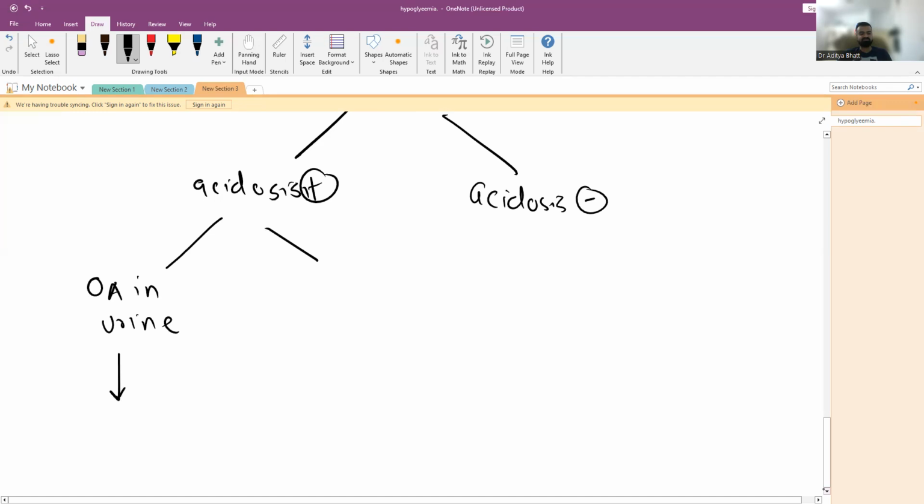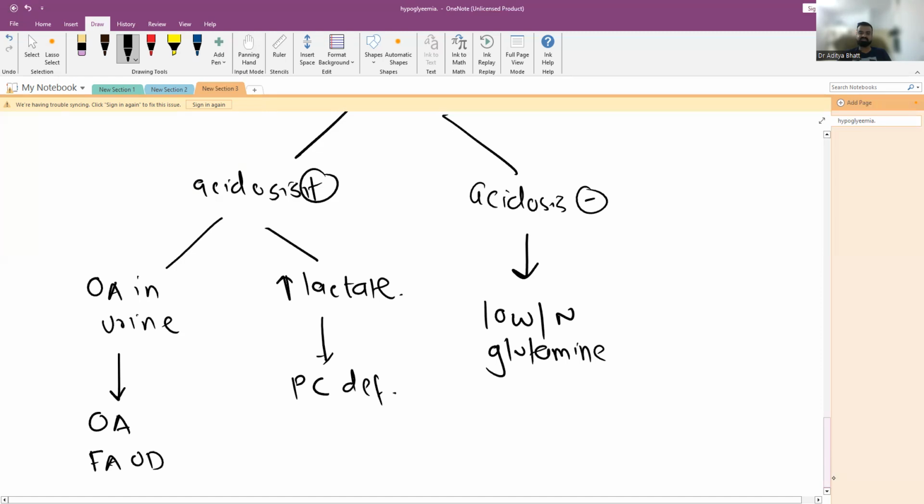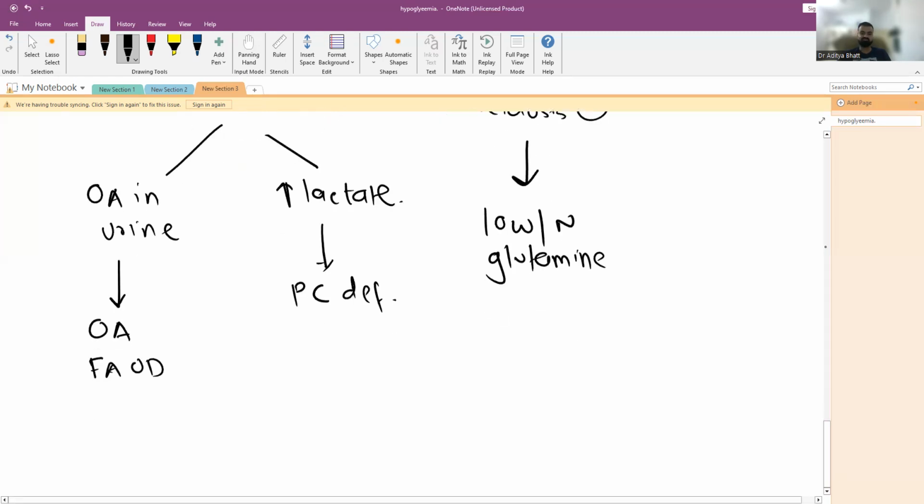Now, whenever you have organic acid in urine, you have two differential diagnoses, organic acidemia and FAOD. And this you can easily differentiate by the presence of acyl carnitine. Okay. Now, next investigation after acidosis, if there is increased lactate, it is pyruvate carboxylase deficiency. Now, in patients with no acidosis with low to normal glutamine, because the glutamine is the predominant amino acid in the body and the biggest source of ammonia.